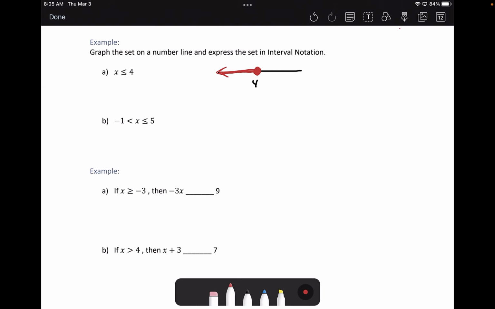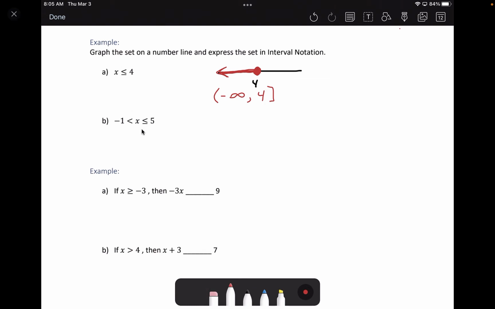That's the graph. To write the interval, we're going to start with negative infinity, parenthesis on negative infinity, and put a comma, and then we go up to 4, and we'll put a bracket on the 4 because we can include the 4.